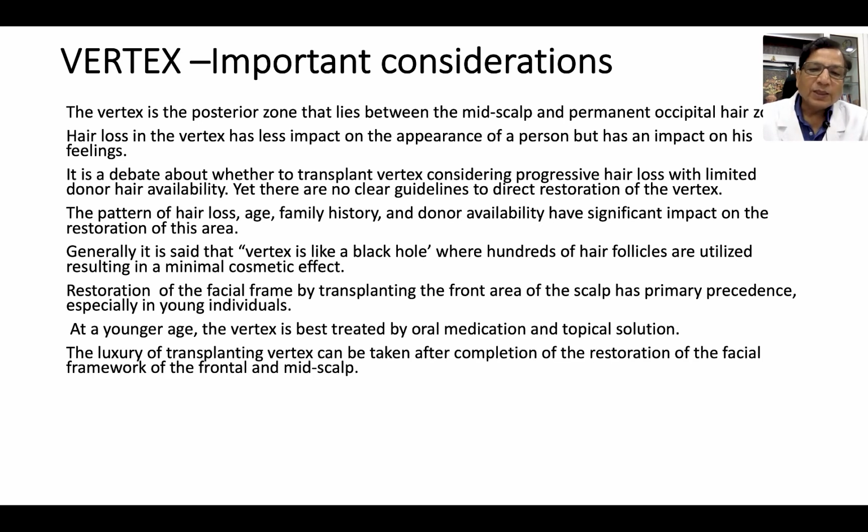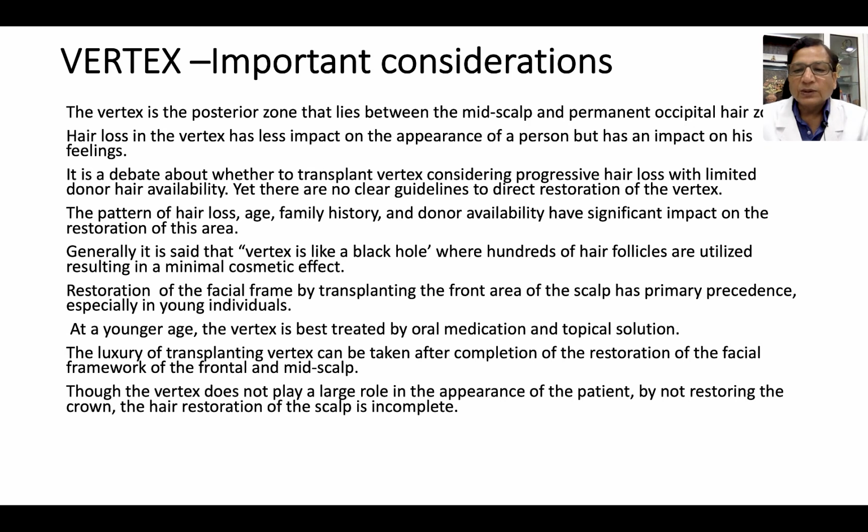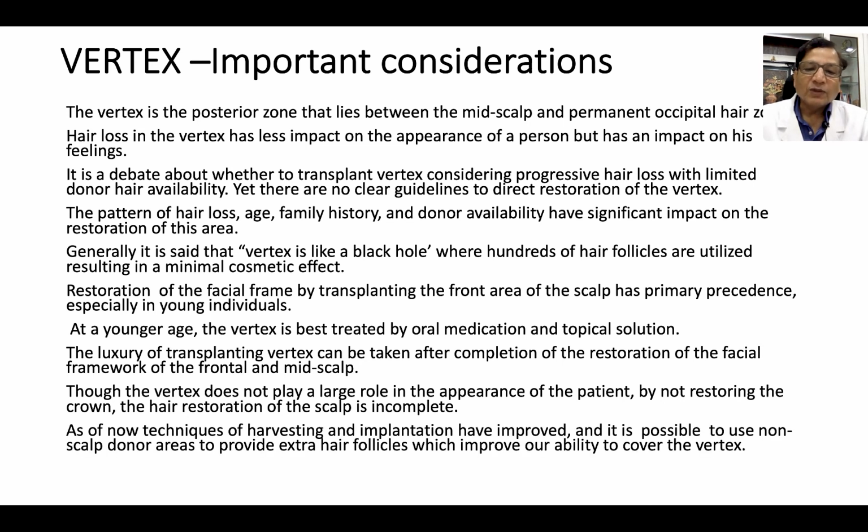The luxury of transplanting the vertex can be taken after completion of restoration of the facial framework of the frontal and the mid-scalp area. Okay, I explained this. Though the vertex does not play a large role in the appearance of the patient, not restoring the crown, the hair restoration of the scalp is called incomplete. As now we know that donor area is available, and harvesting and implantation have improved, it is possible to use non-scalp donor area to provide extra hair follicles, which improves our ability to cover the vertex.